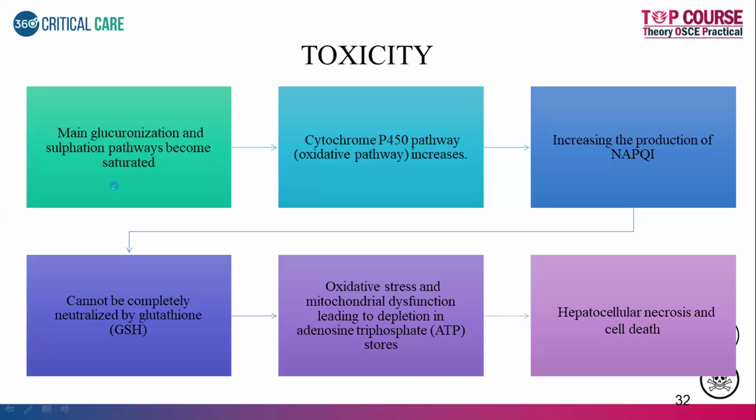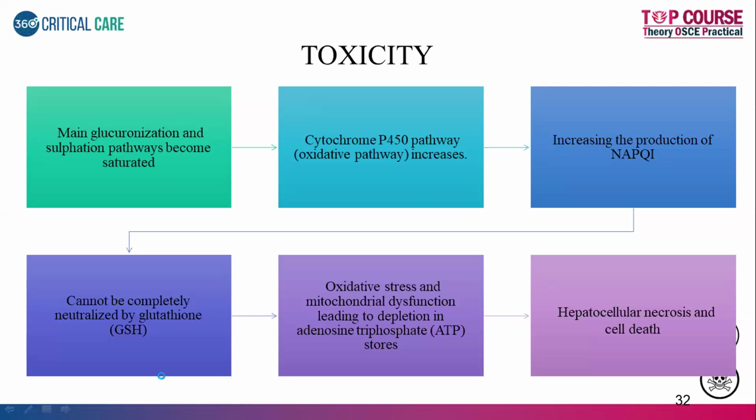So what does this do now? There is production of an increased amount of NAPQI. This NAPQI cannot be completely neutralized by the glutathione stores present in our body, because a lot of NAPQI is formed now. So the remaining NAPQI present in the blood leads to oxidative stress and mitochondrial dysfunction, which leads to depletion of ATP stores, leading to hepatocellular necrosis and cell death.